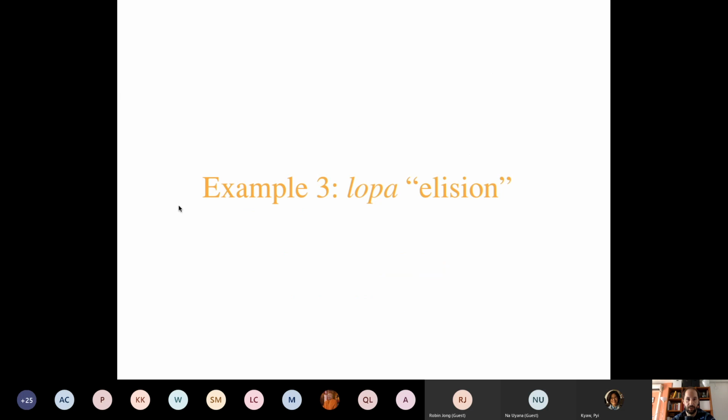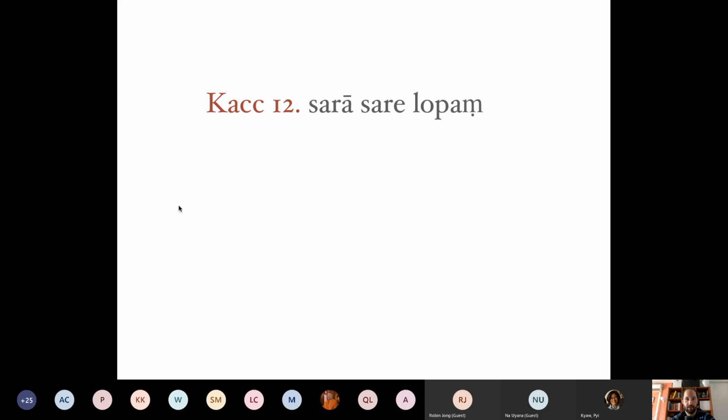And finally, another example that you can count as a type of replacement, but it's simply a lopa. It's the elision of something, the deletion of something. And that's in a very simple rule. We will end with this simple rule for you to see that actually the Kaccāyana grammar is in many ways very easy and very straightforward once you know a few things. Here you have basically the essential items that you need for an operation.